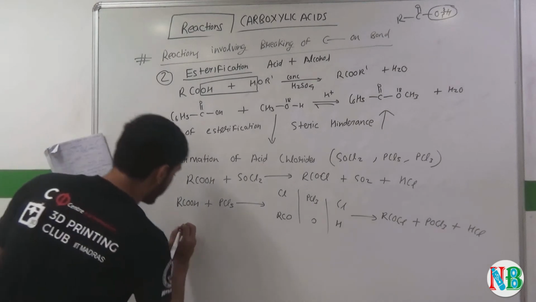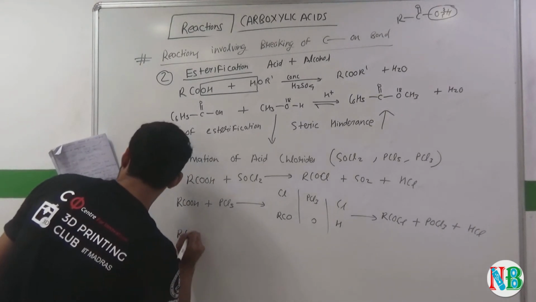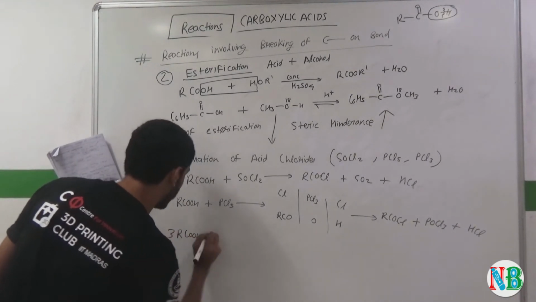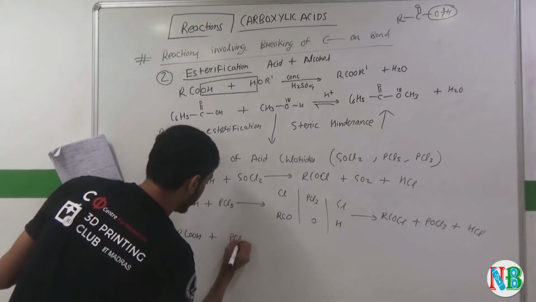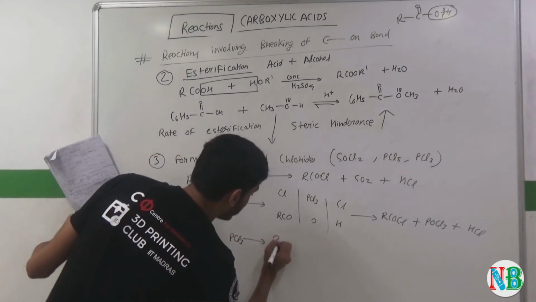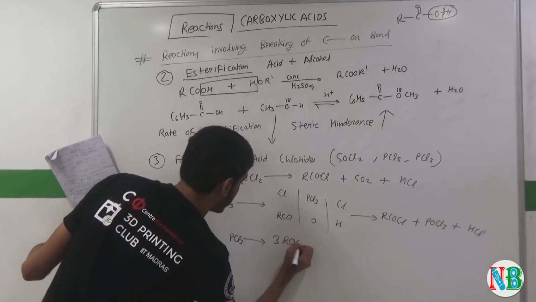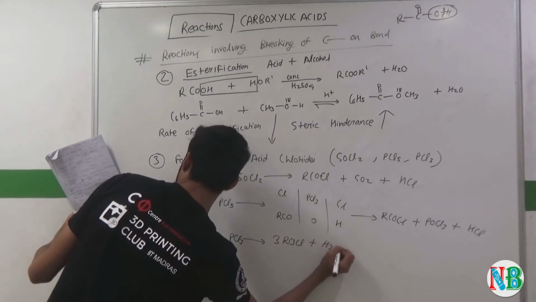The next reaction is using PCl3. So 3RCOOH plus PCl3 will give you simply 3RCOCl plus H3PO3.